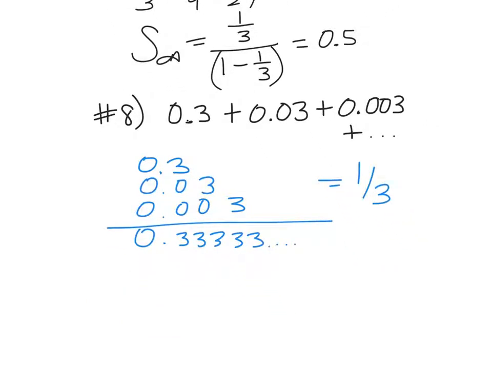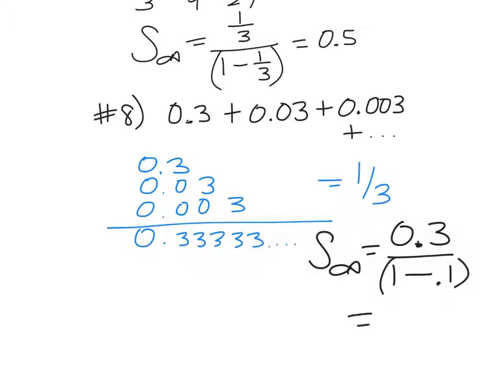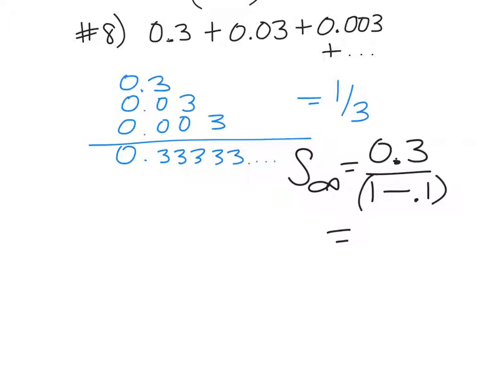You want to test it? Sum of the infinite numbers is a sub 1 over 1 minus r. What's r here? What's this multiplying by each time to go from 0.3 to 0.03? You would take 0.03 and divide it by 0.3, and it's 0.1. It's just 1/10 each time. So 1 minus 0.1. Do that in your calculator: 0.3 divided by 1 minus 0.1, and you get 0.3 repeating, which your calculator and you know is 1/3. All right.